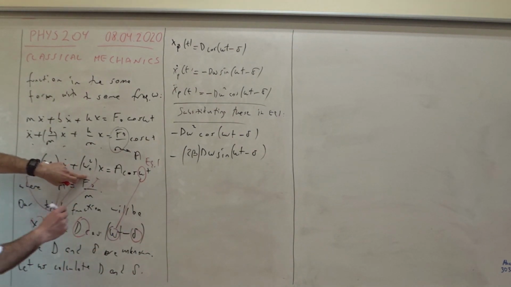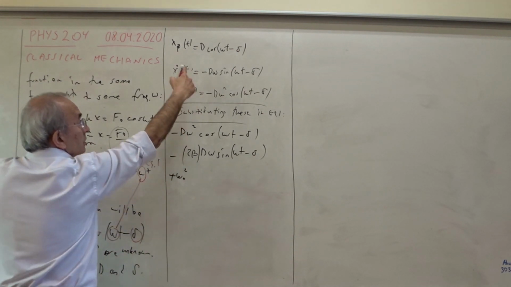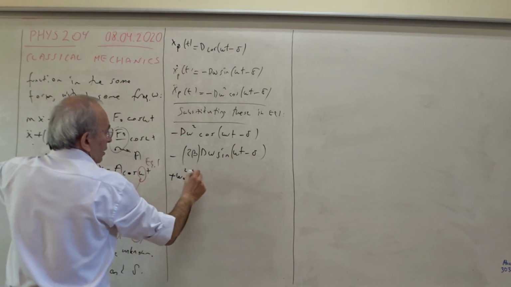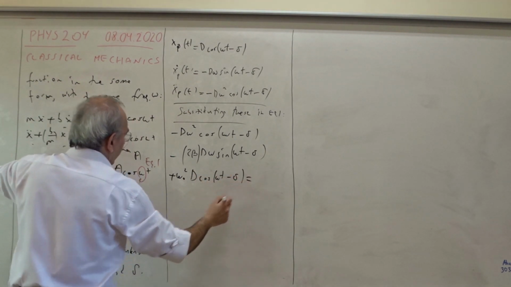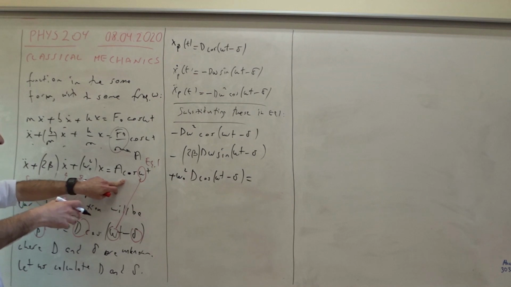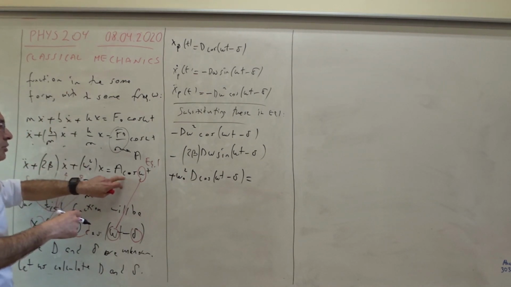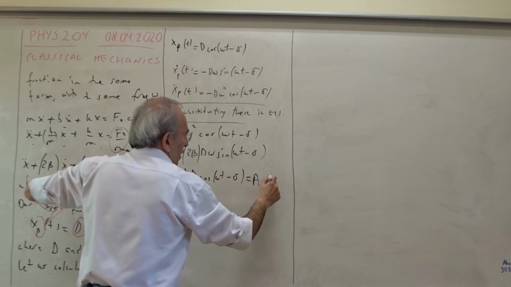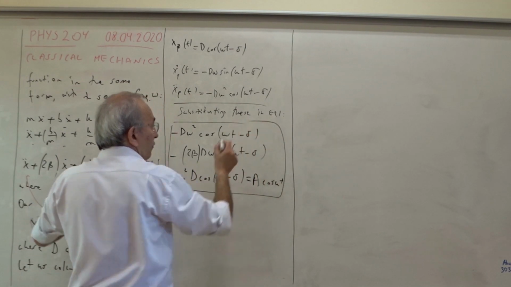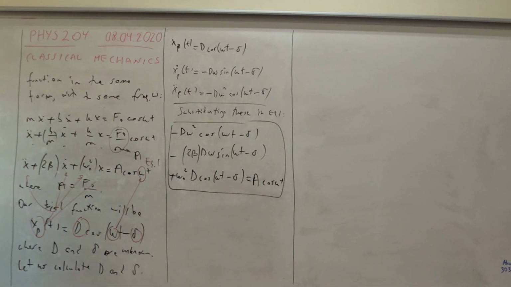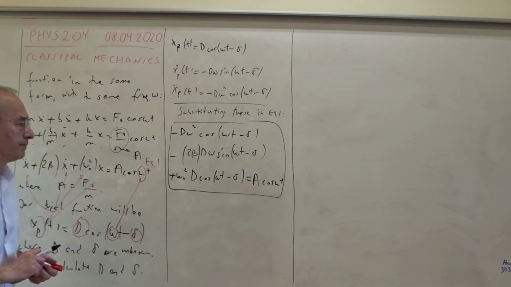Third one is omega 0 squared times xp, which is just the uppermost case, D cosine omega t minus delta. On the right we have the applied function A cos omega t, which is the external oscillation. So this is the new form of equation 1. But we still, of course, don't know what D and delta should be.